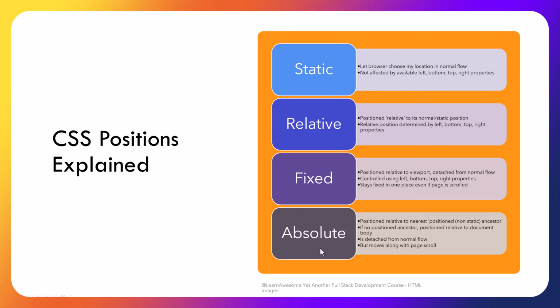Next up, the one that we are about to use for the image centering problem is the absolute position. And please pay close attention to the next line I'm about to say. Positioned relative to nearest positioned or non-static ancestor. What does it mean? That if it has a nearest ancestor which has a relative or fixed position applied to it, then it is going to be positioned relative to that element.